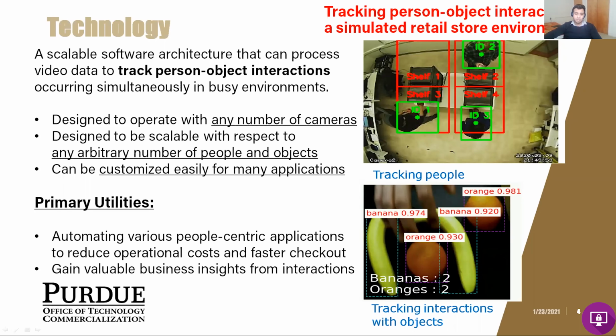The key utility of the software is automating people-centric applications to reduce operational costs and enable faster checkout. The system could also be used to gain valuable insight from interactions. For example, in retail stores, we can understand customer preferences such as what other products customers reviewed before purchasing something, and in museums or art galleries, which exhibits are the most attractive to visitors.